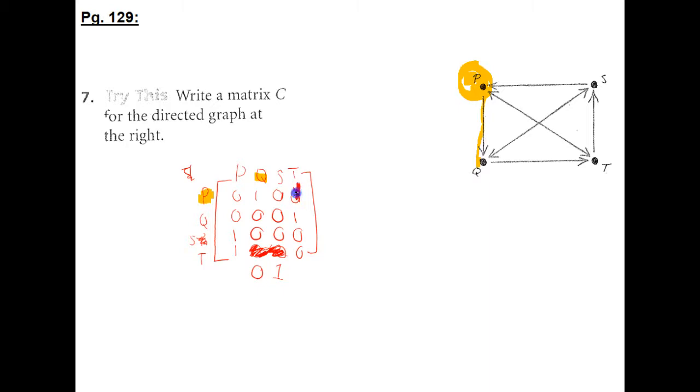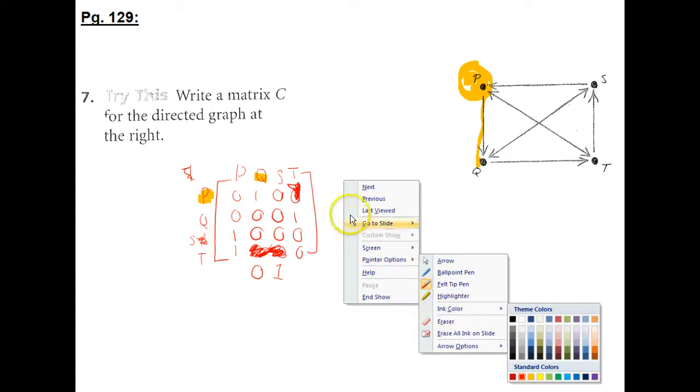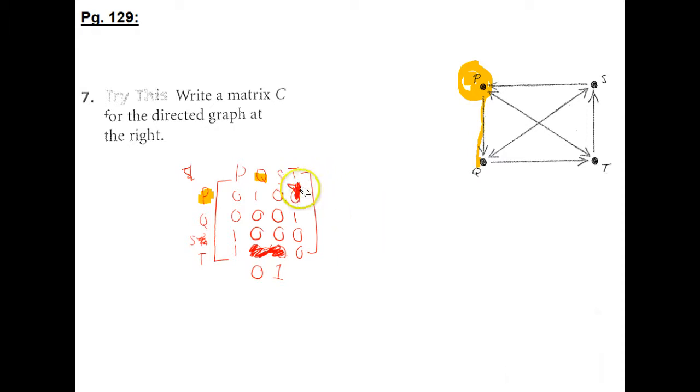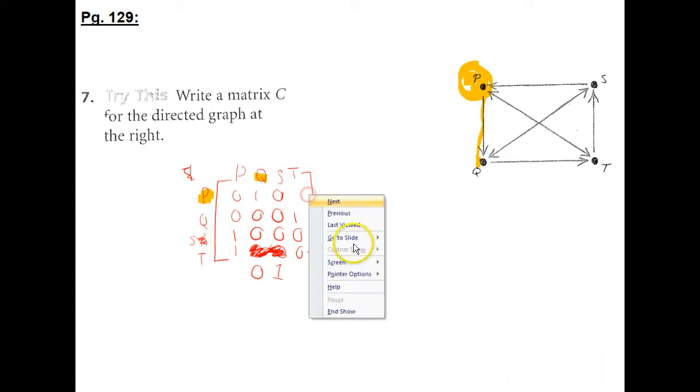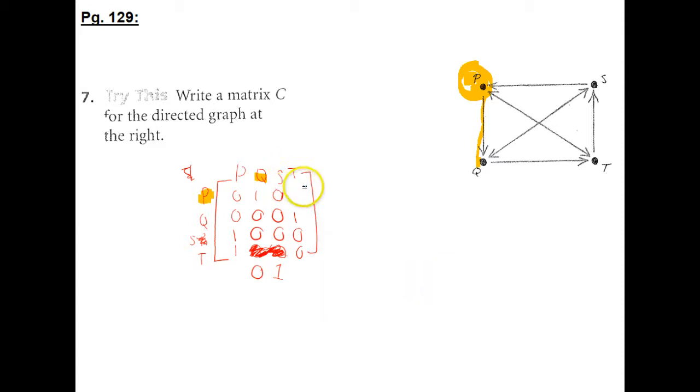Let's see if I can make that a big, thick 1. No, it doesn't. Let's try to erase here. There we go. Yeah, you can erase. All right, how are we now? Good. Everything else matches? Yes. Okay, very good.